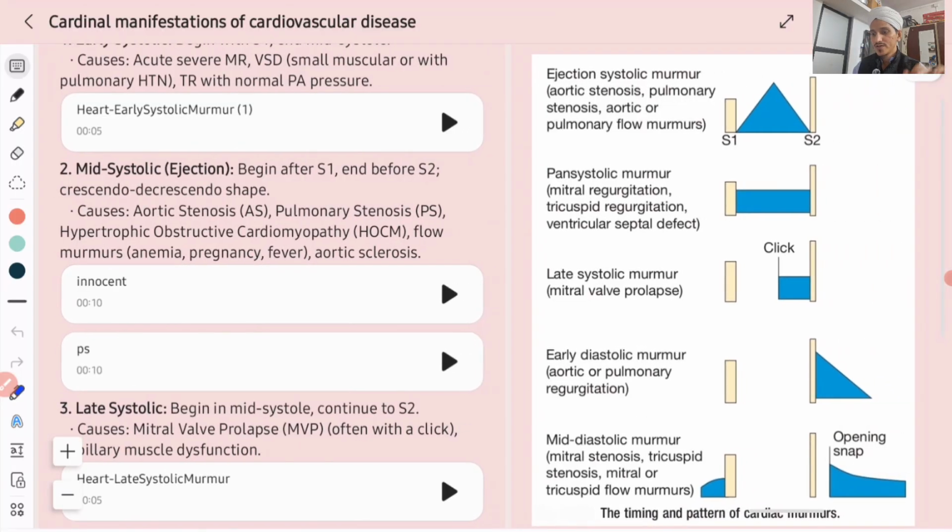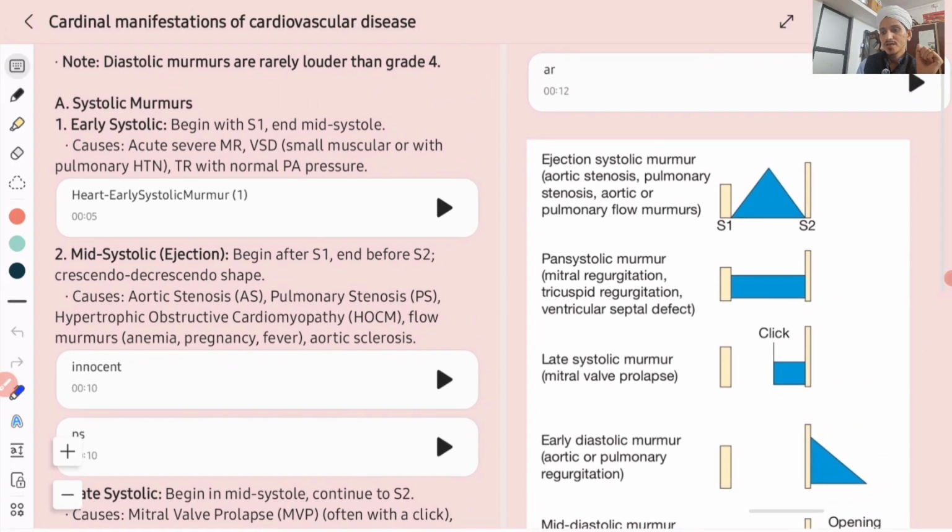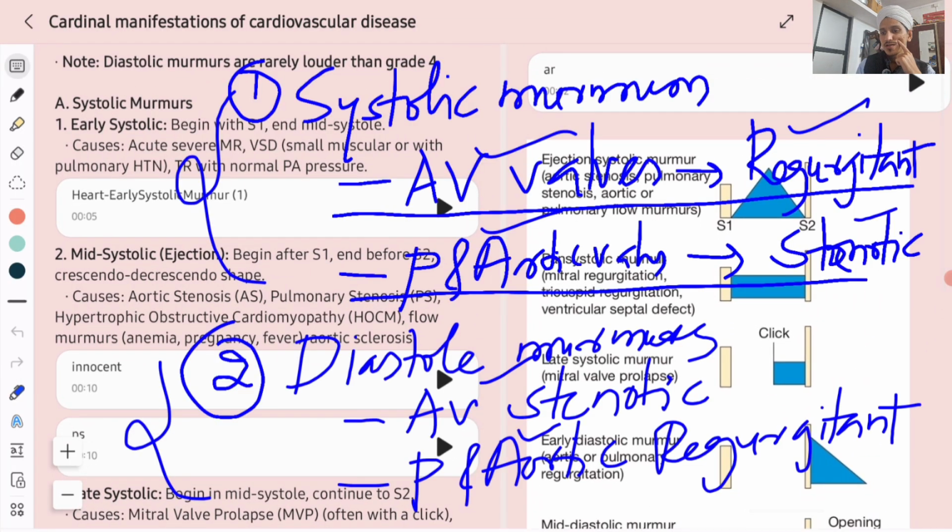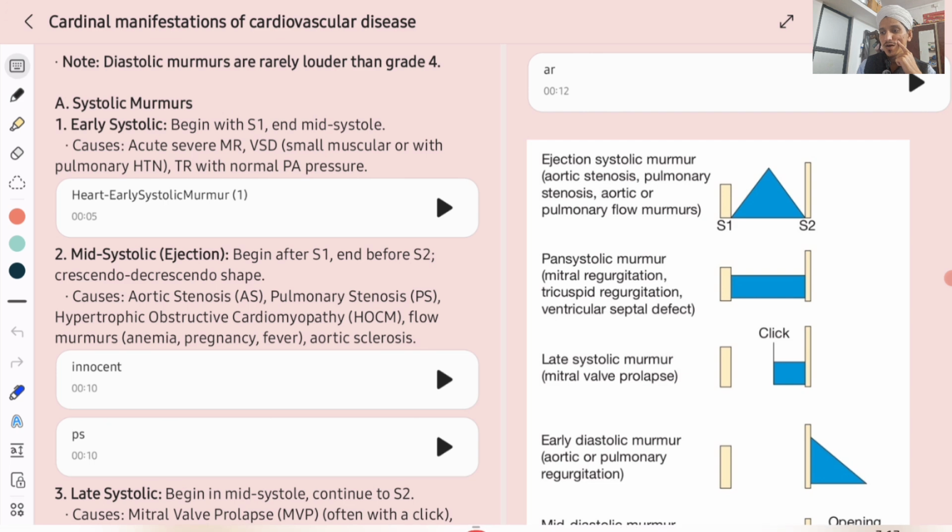One important point you remember here is diastolic murmurs are rarely louder than grade 4. Remember, all diastolic murmurs are considered pathologic irrespective of their intensity, irrespective of their Levine grade. And they are rarely more than grade 4.